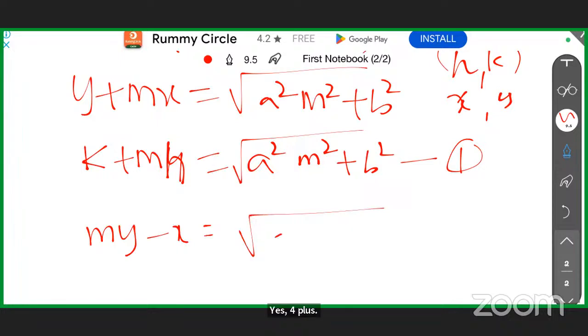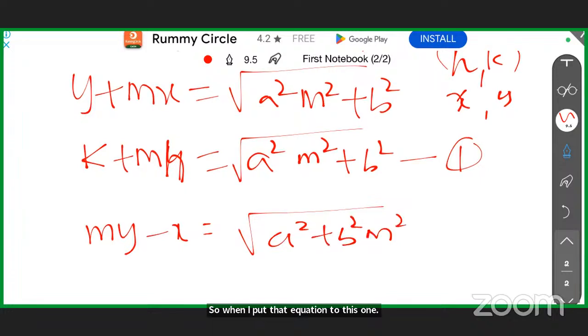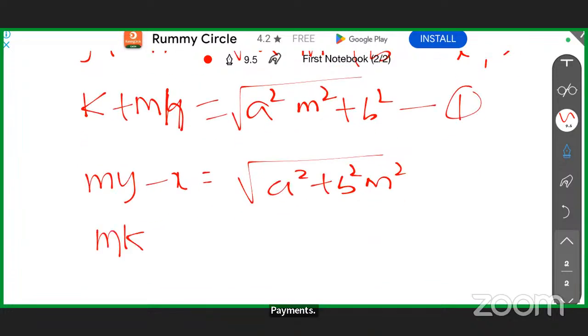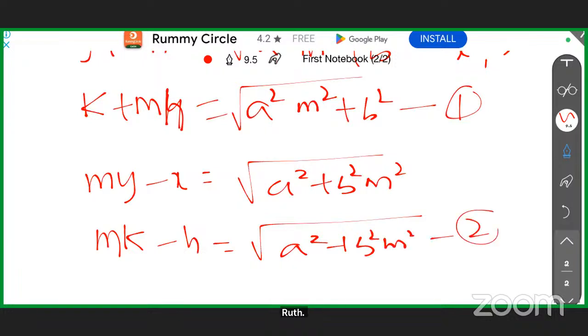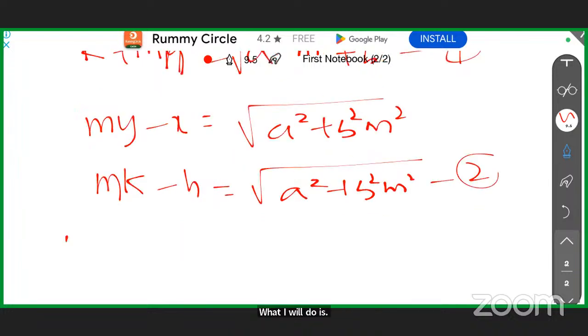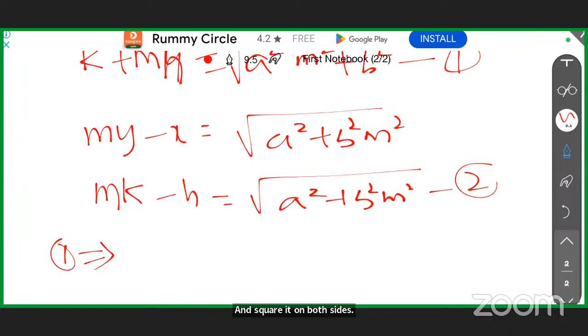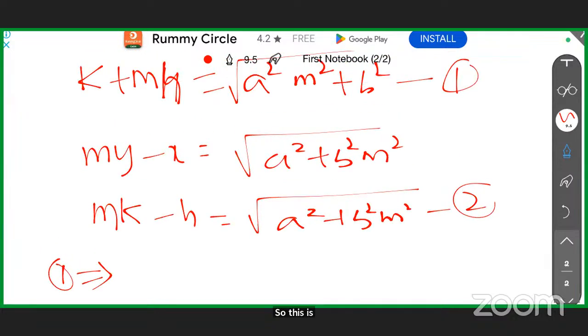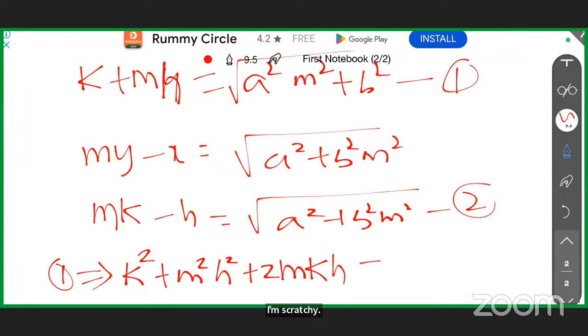When I put that point in this equation, mk minus h is equal to root of a square plus b square m square. What I will do is take my equation 1 and square it on both sides. This is my equation 1. If I do squaring on both sides, it becomes k square plus m square h square plus 2mkh is equal to a square m square plus b square.